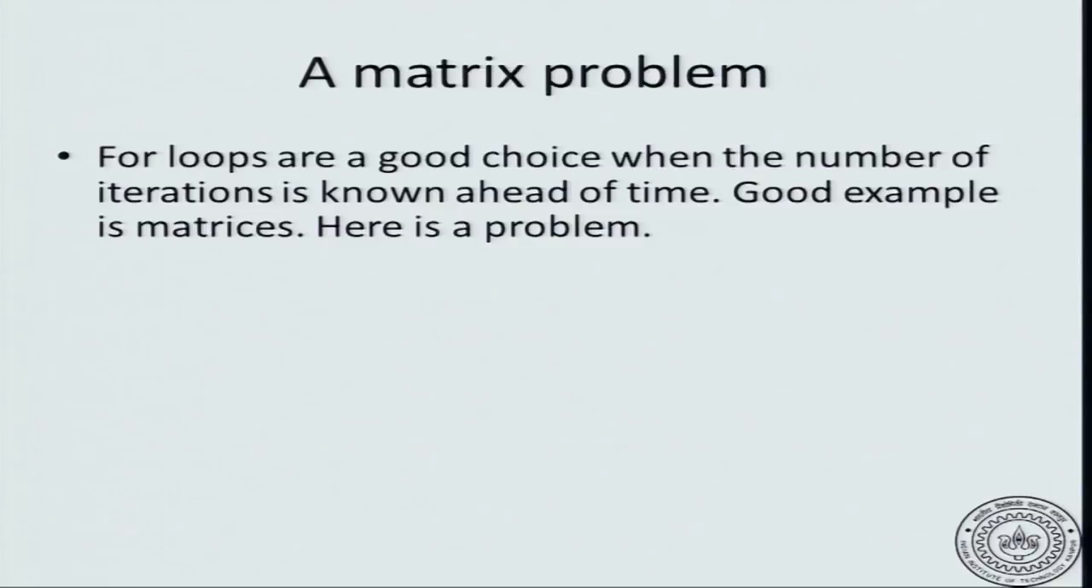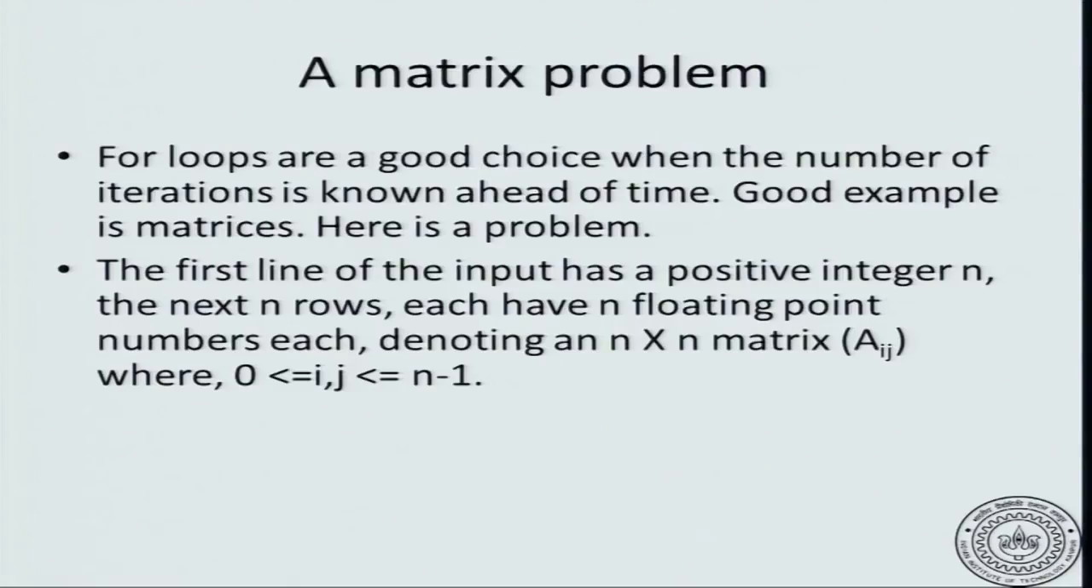For loops are a good choice when the number of iterations is known in advance. A good example of such a condition is when you program for matrices, because the dimensions of the matrices are known in advance. So let us consider a sample problem. The first line of the input has a number n. The matrix size is n cross n, and there are n floating point numbers in the matrix given row by row. Each line contains a distinct row.